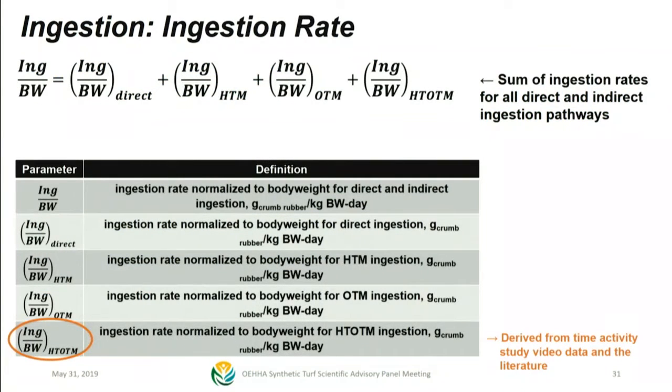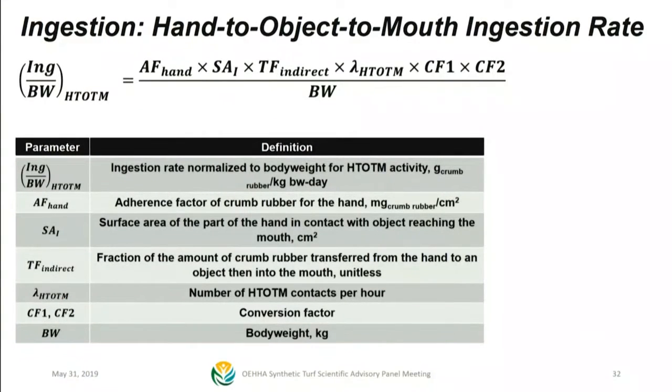So lastly, the hand-to-object-to-mouth ingestion rate represents crumb rubber particles that may be ingested after the hand touches the field, then an object, which will ultimately go into the mouth. These parameter values are derived from literature and video data. So this is the equation for the hand-to-object-to-mouth ingestion rate. It's a function of adherence of crumb rubber to the hand, and then the amount that may be transferred from the hand to the object.